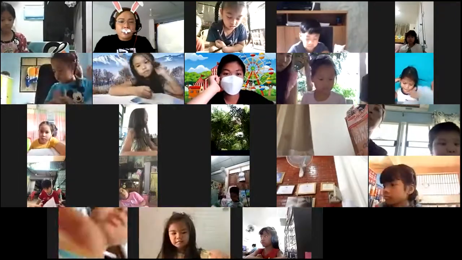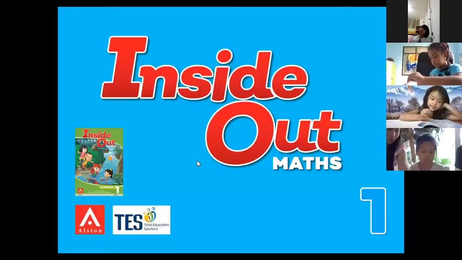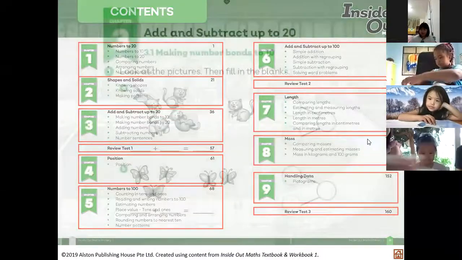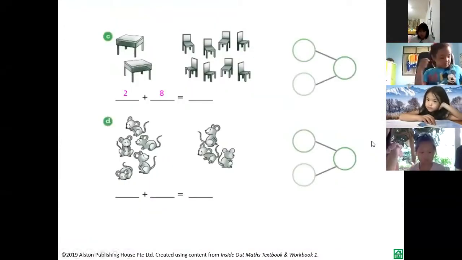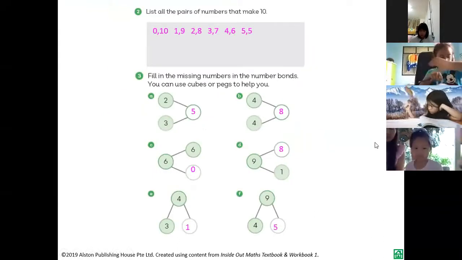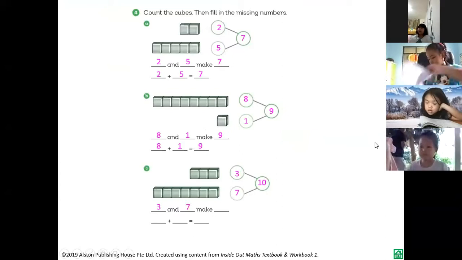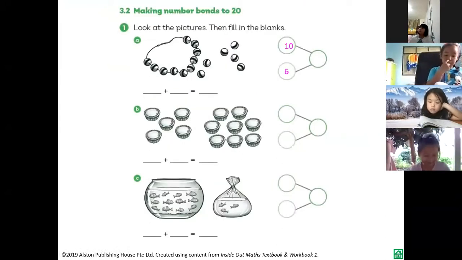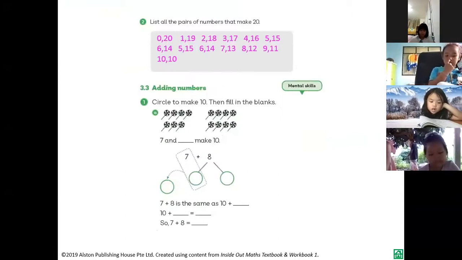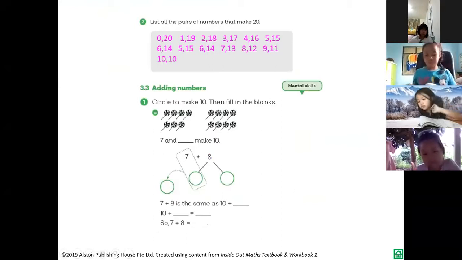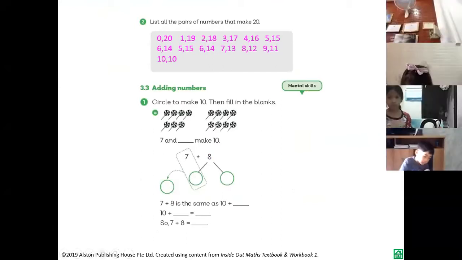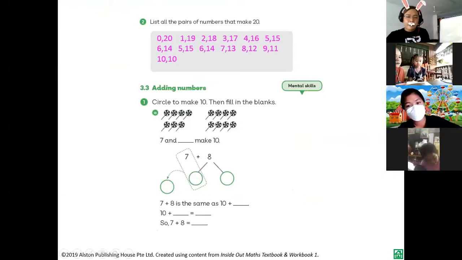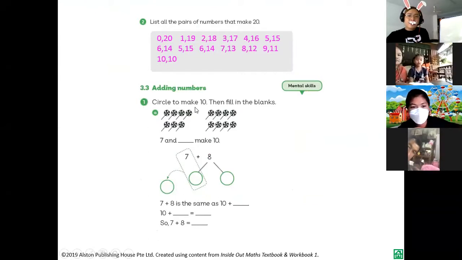Let me share the page. Okay, so let's try to answer 3.3, adding numbers. I'm going to call a name, okay? Let's try first with Hapan. Number 1. Circle to make 10. Then fill in the blanks.